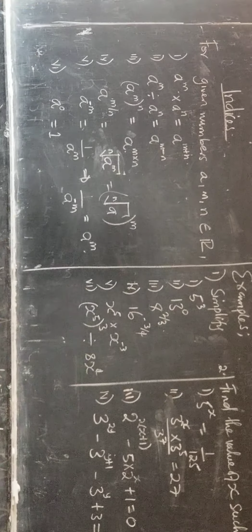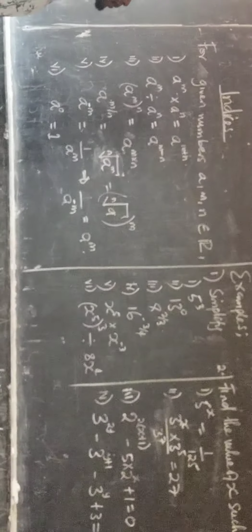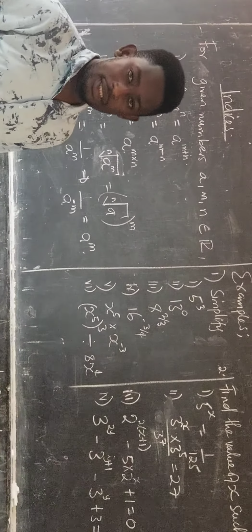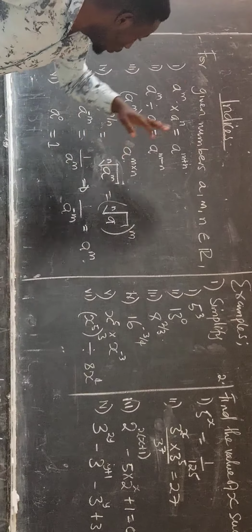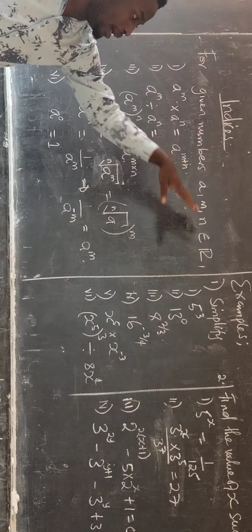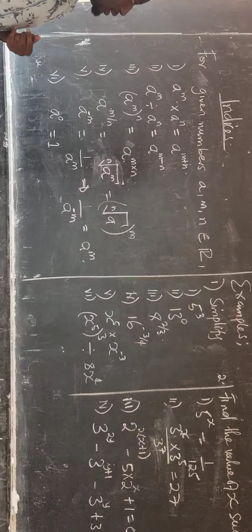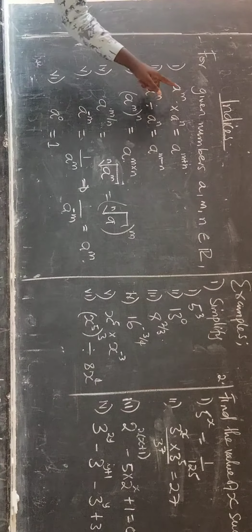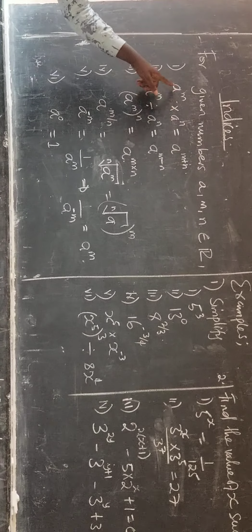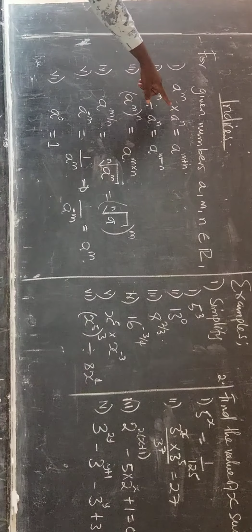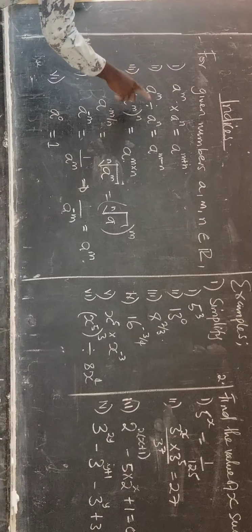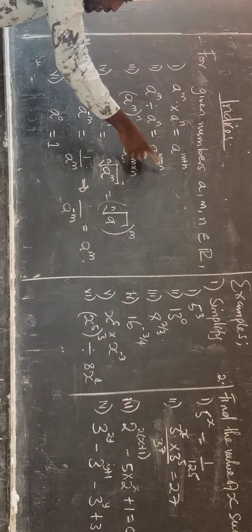Okay, now we are going to look at indices. Indices are just simply powers. Given numbers m and n, which are real numbers, if you have a power m times a power n, the bases are the same but the powers are different, you just add the powers. If the numbers are being divided, with the same base and different powers, you just subtract the powers.